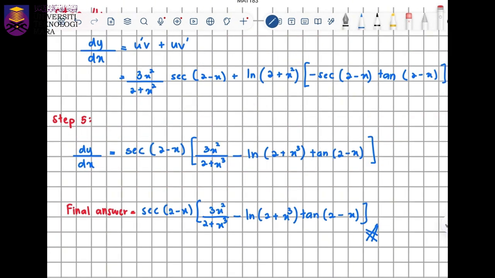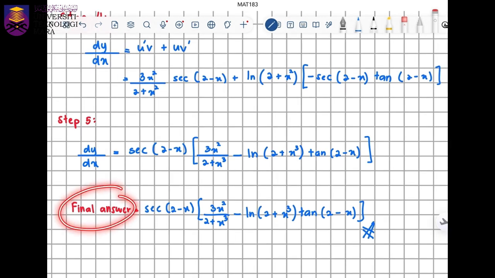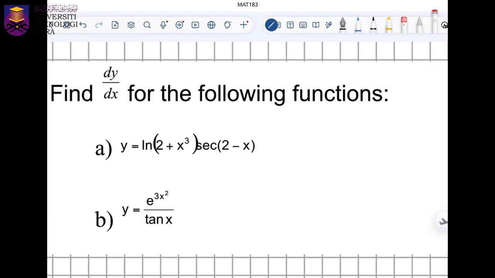So I factor out the common term, which is secant 2 minus x. So our final answer is this. We got secant 2 minus x, 3x squared over 2 plus x power of 3 minus ln 2 plus x power of 3 tangent 2 minus x. So right now we go to our next question, which is question B.